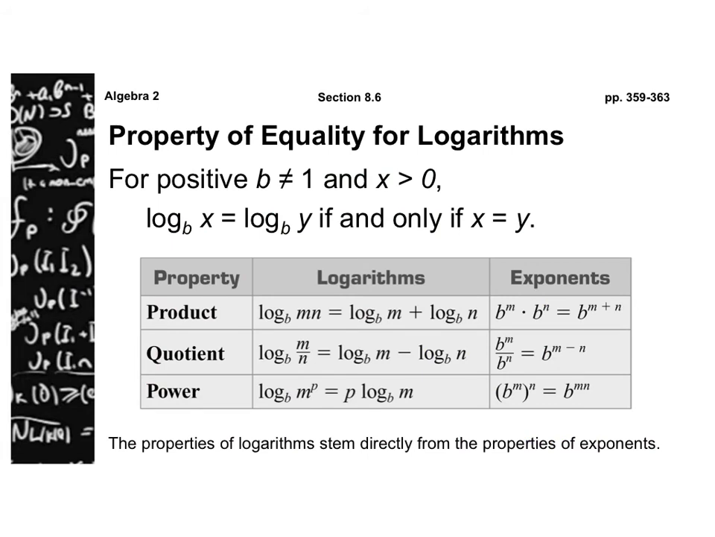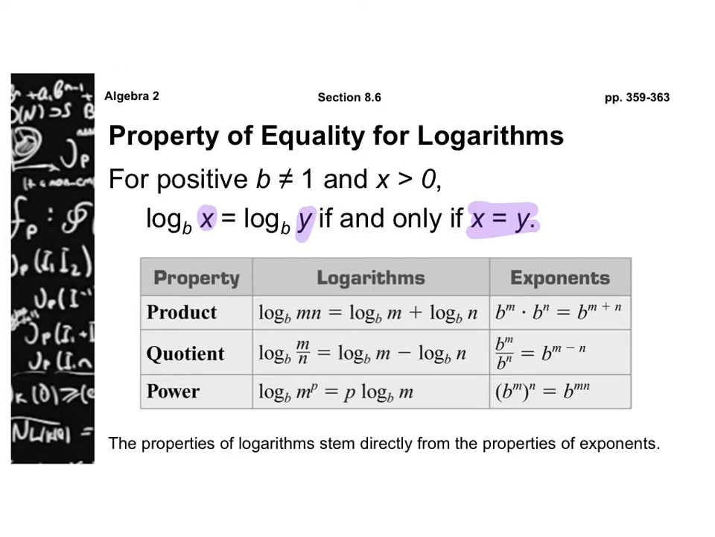Okay, so the property of equality for logarithms, and remember that our base cannot equal 1, and that our value has to be positive. What's inside has to be positive. Log base b of x is equal to log base b of y if and only if x is equal to y. If you think about it, it's logical.